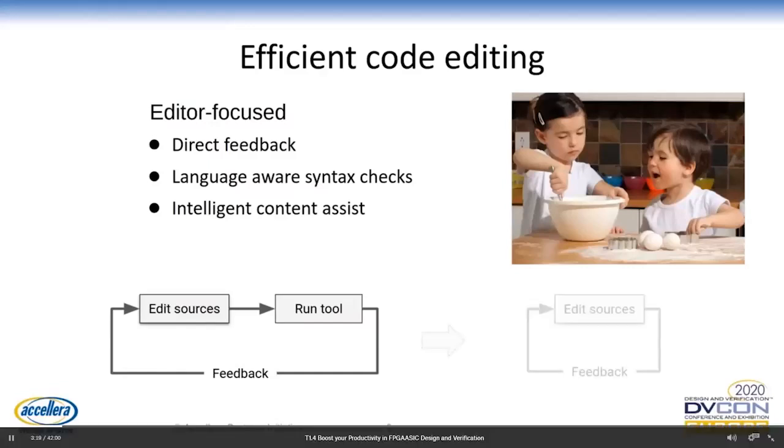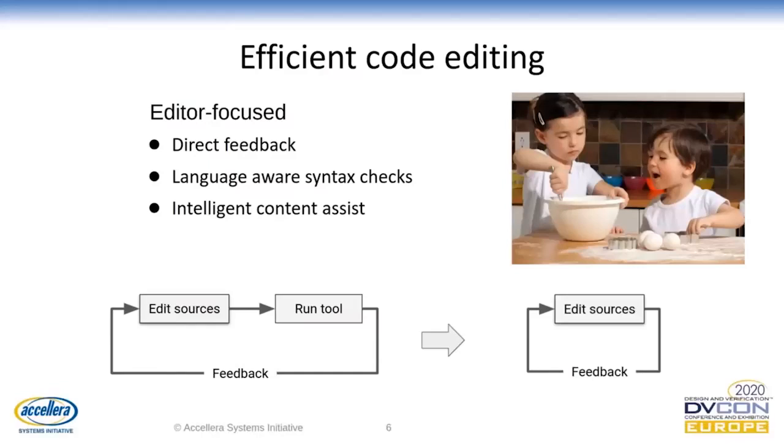This is a long feedback loop that requires a lot of mental energy, with all these context switches between editing your code, running the tool, and looking at the error messages. So if you have direct feedback, while you're editing your source, and you immediately see where the syntax errors are before you even save your source, that's a great speed up and a better use of your time.